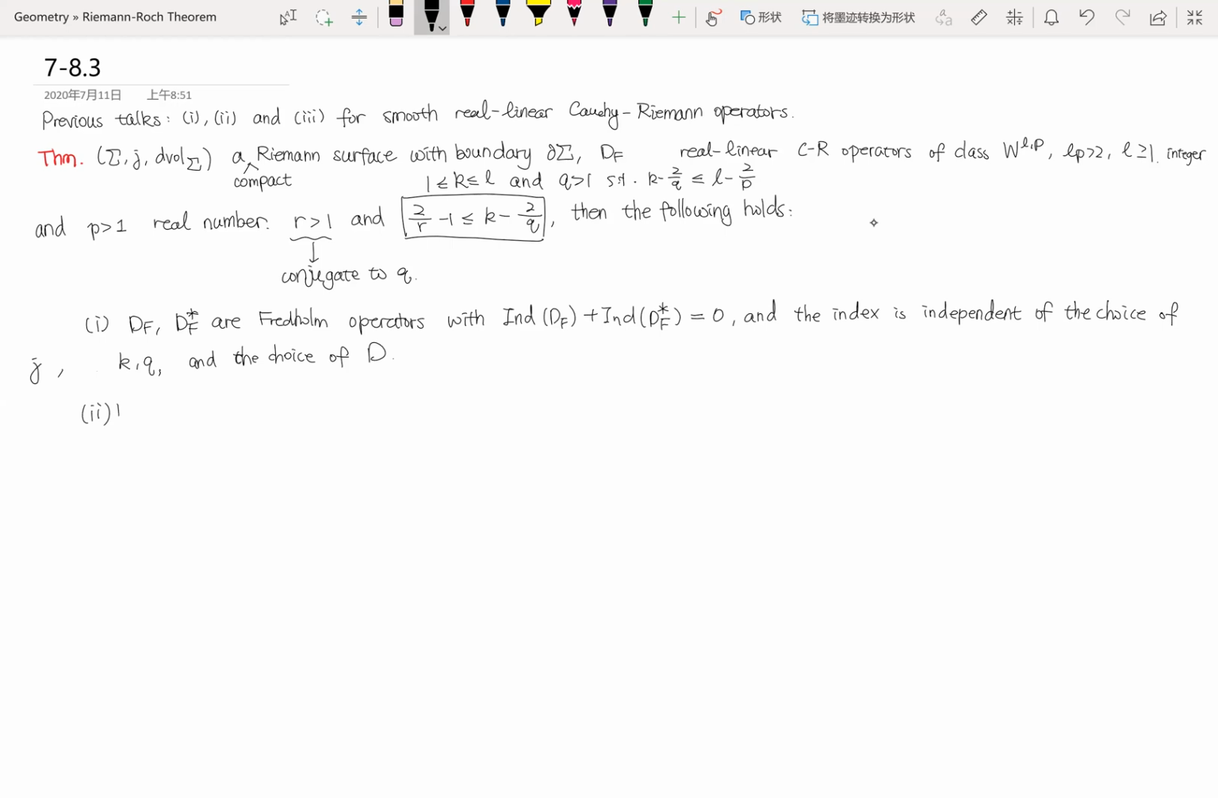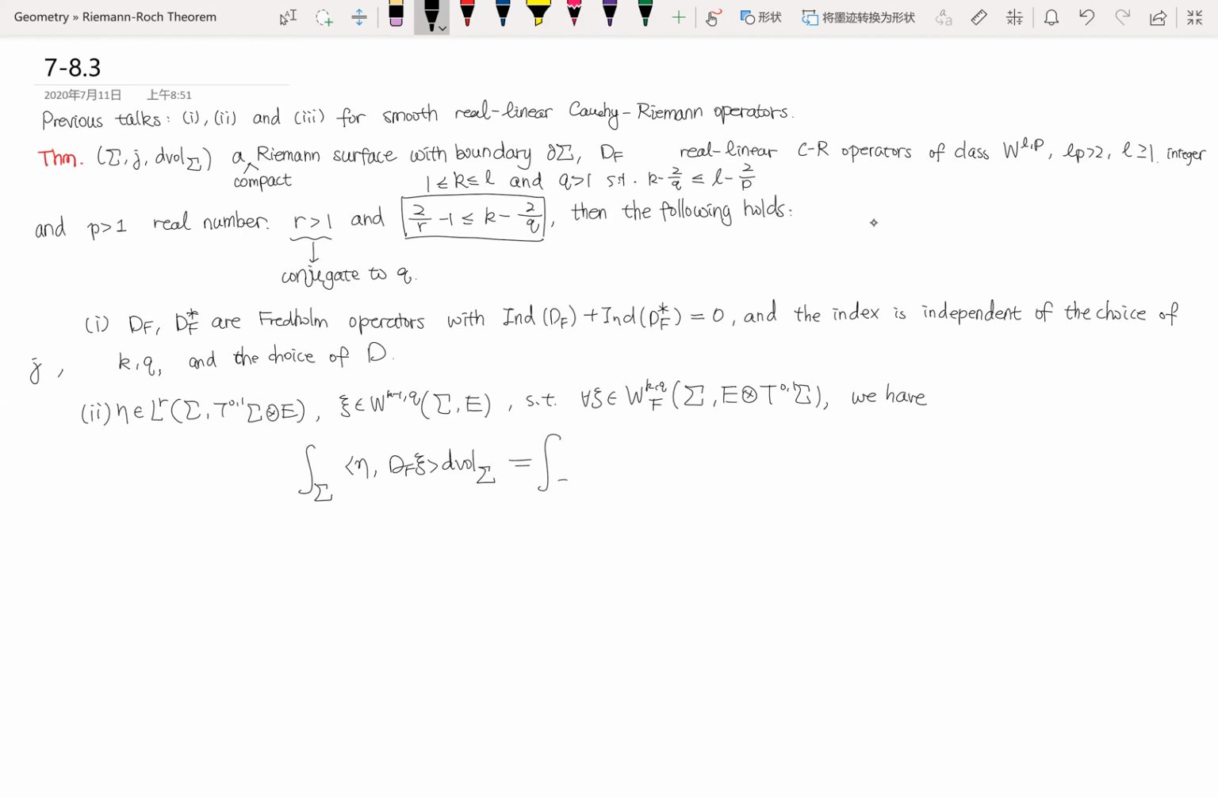And the second one gives the adjoint property. That is, if eta is in L^r of sigma with values in T^{0,1} sigma tensor E, and c is in the Sobolev space W^{k-1,q} of sigma with values in E, such that for all zeta in W^{k,q} with boundary condition F and with values in E tensor T^{0,1} sigma, we have the following identity: the integration of eta with D_F zeta over the volume form of sigma is equal to the integration over sigma of c with zeta over the volume form.